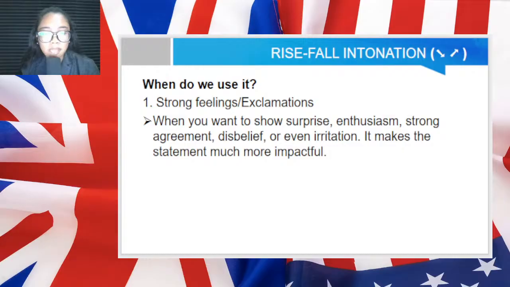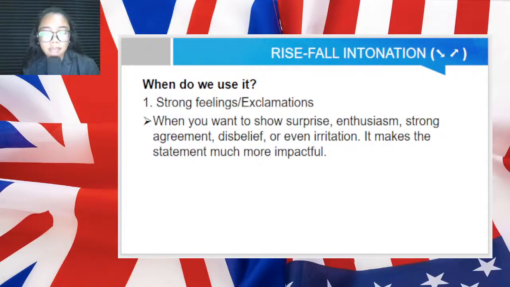Next is disbelief. When you find something very hard to believe or you're skeptical about what you are hearing, the rise fall can convey this. If someone tells you an outrageous story, you might respond, "You're not serious." The voice goes up on the first syllable of "serious" and then falls on the second syllable, "ous," which reflects your incredulity or doubt. It's like your voice is saying, "I'm struggling to accept this as true."